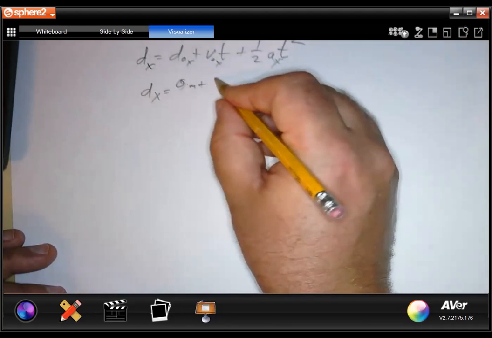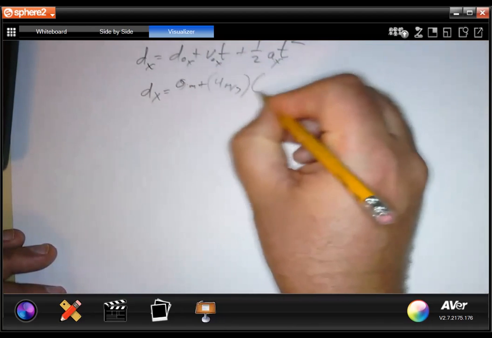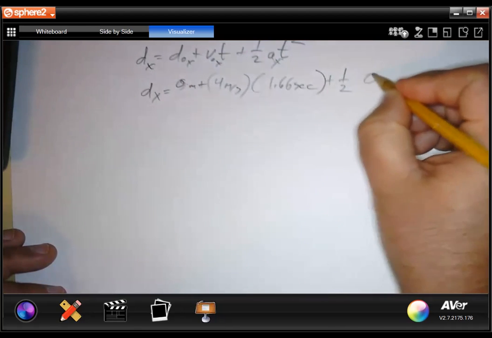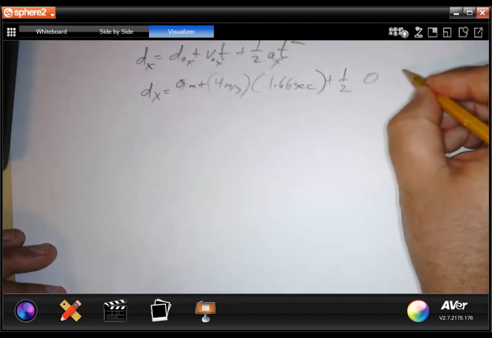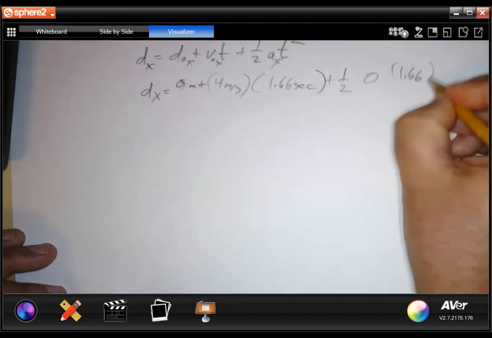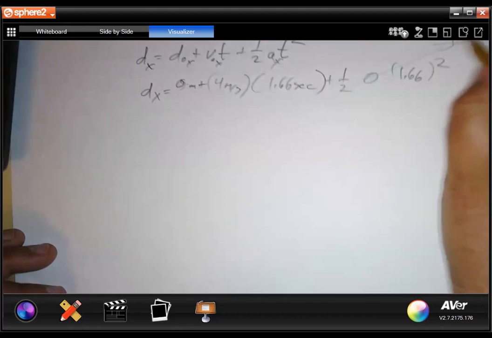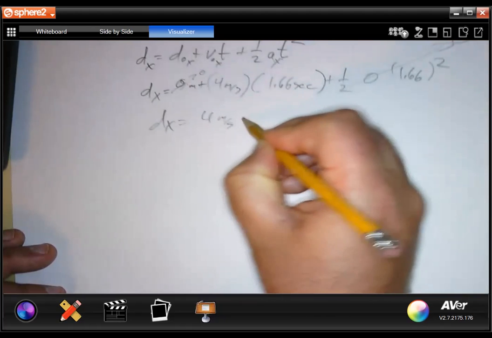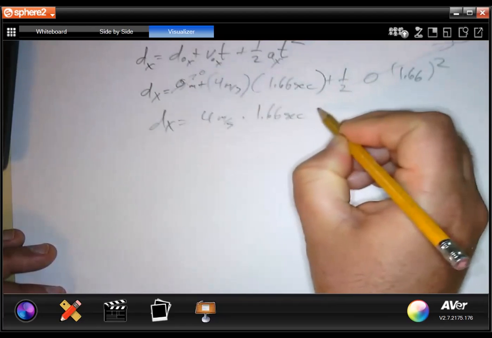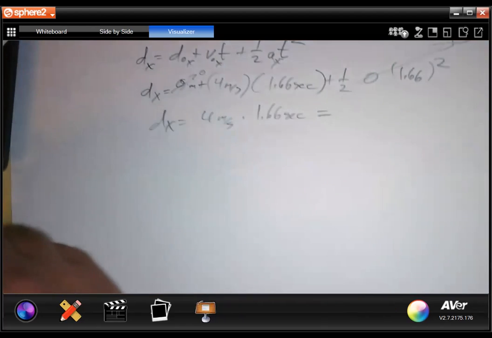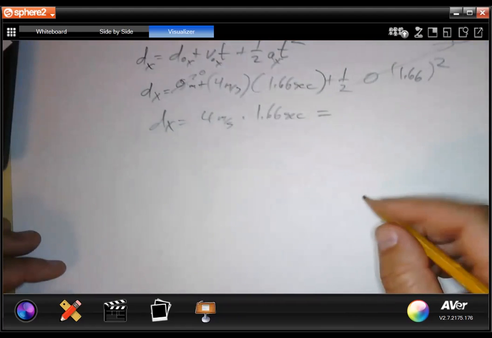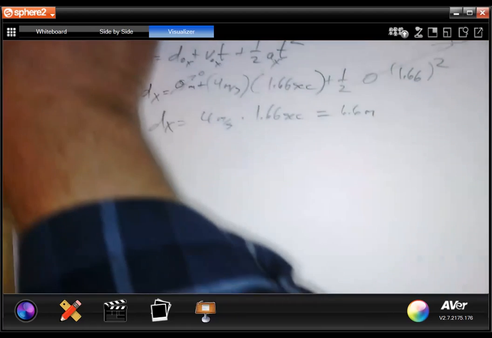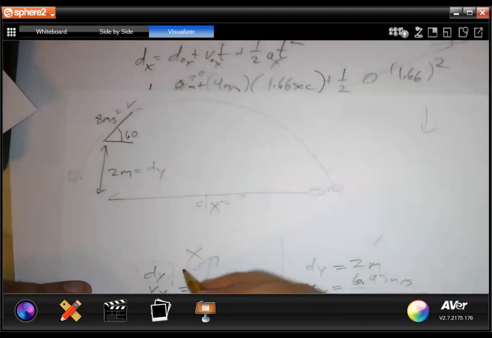We started at 0 x, and then we went 4 meters per second times 1.66 seconds plus 1/2 times 0 times 1.66 squared. That's going to be 0. Which is going to take us all the way to about 6.6 meters. So that is the number that's going to equal here.